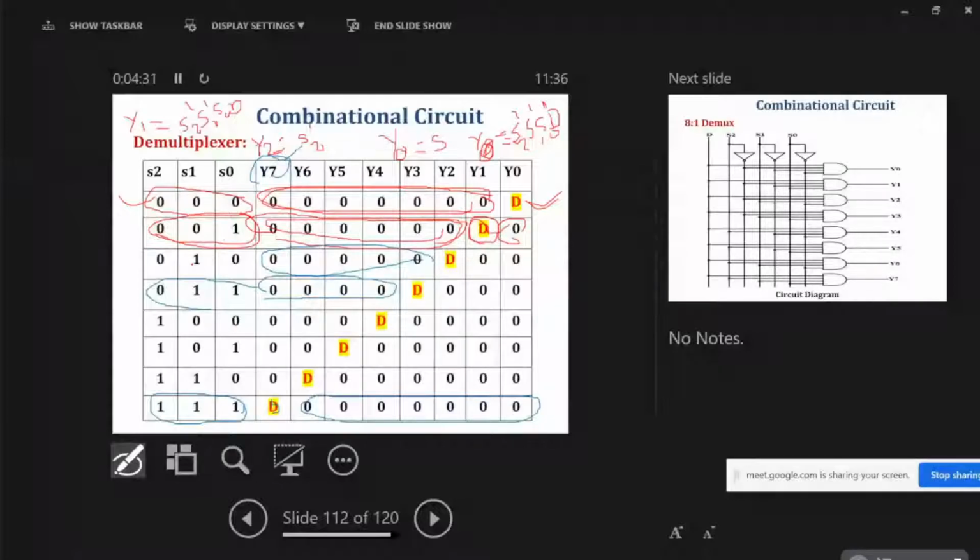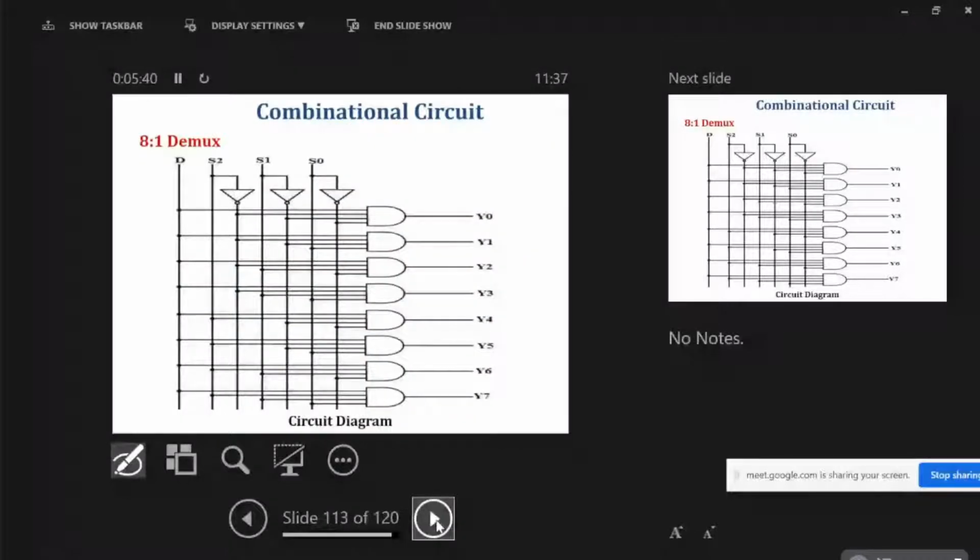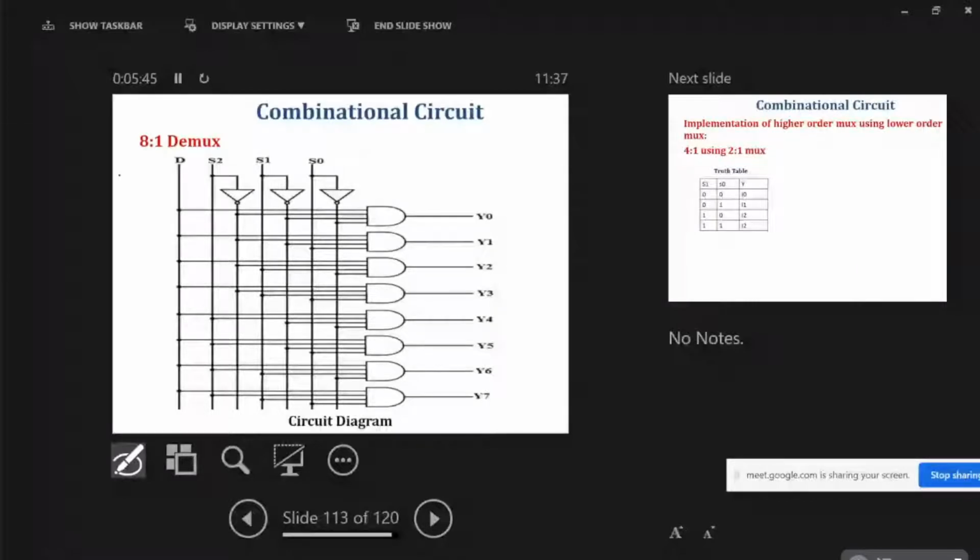Okay, so now we have the Boolean expressions for the various output lines. Now we can find the implementation. We can implement according to the Boolean expressions. So here, this is the Boolean expression, and this is the implementation.